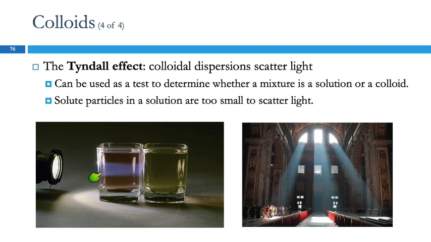If a colloidal dispersion is rather dilute, it may look clear, but if you pass a beam of light through it, you're going to see where the beam of light goes. That's because those particles are larger and they're going to diffract or deflect the light. Whereas this is a solution, and you can't see where the light is going through that.